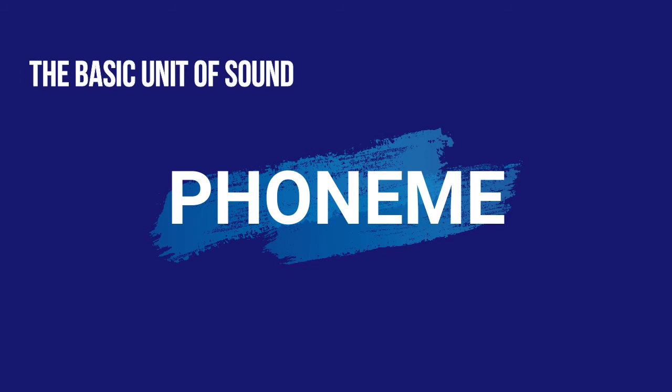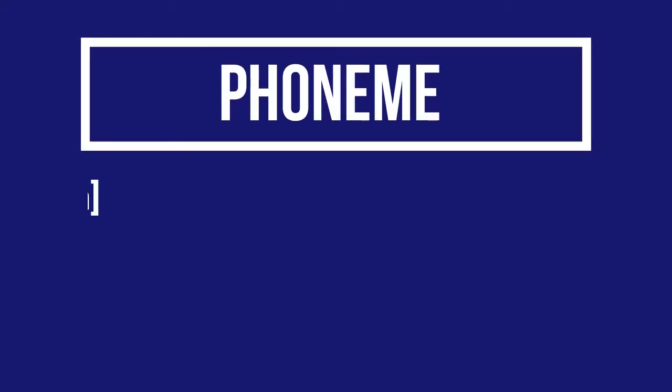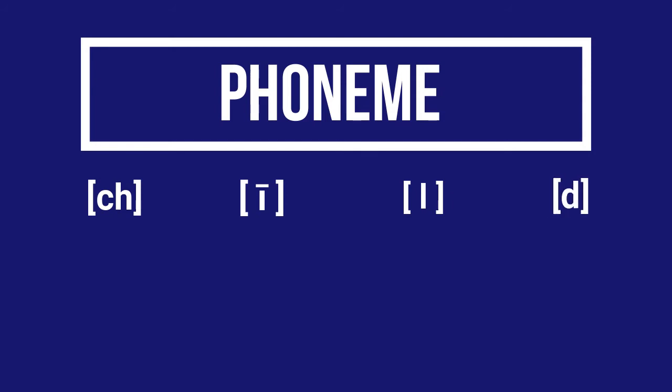Phoneme, the basic unit of sound, the smallest unit of language that on its own doesn't mean anything at all, but you could use it to build parts that are meaningful. For example, the ch sound is one phoneme. The long I sound is another phoneme. The l sound is another. And the d sound is another phoneme. When combined together, they form a meaningful word, which is child.